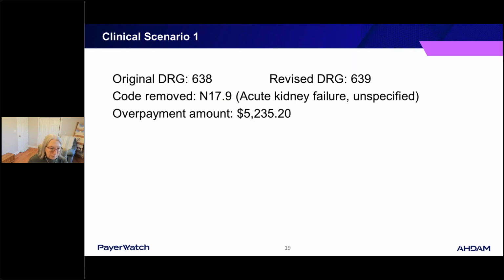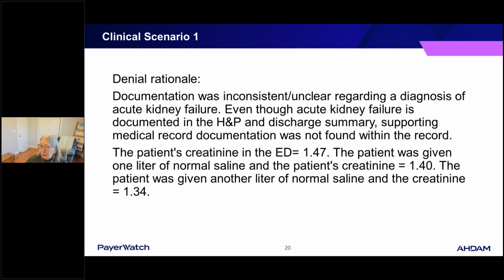$5,235.20. So they can range, the overpayments on these range anywhere typically from about $2,000. They can be up to, I've seen some as high as, $18,000 or $20,000, just kind of depending on what they are looking at.